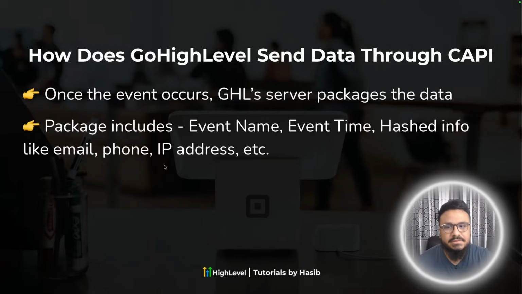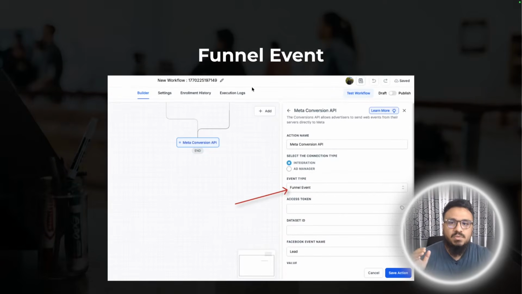So GoHighLevel does that in the backend, and then we send a funnel event. When we are designing our workflow to send Conversions API data, basically this action, Meta Conversions API, if we want to track conversions, let's just say we are running a campaign and the ads are sending traffic to a landing page, and that landing page was created in GoHighLevel, and that landing page has a form in it. Let's just keep things very simple here.